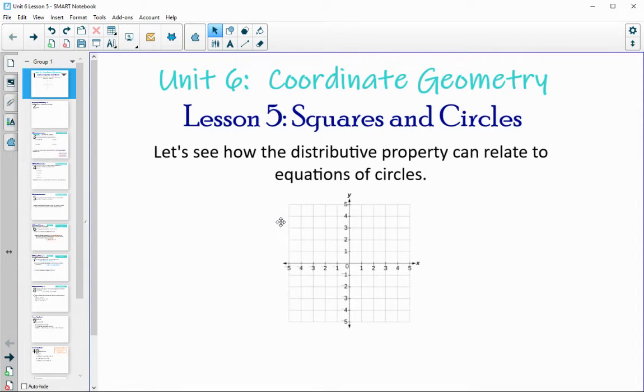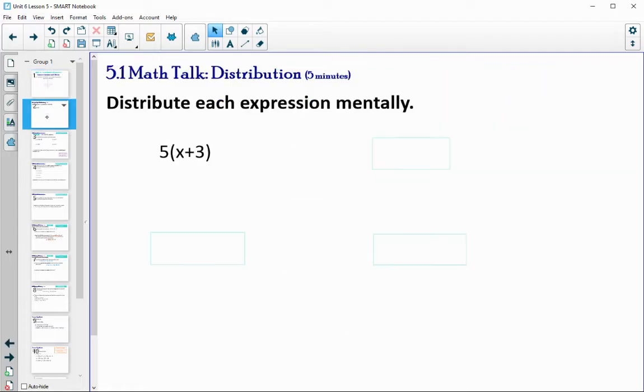In lesson 5, we're going to be taking a look at squares and circles and how distributive property can relate to the equations of circles. So let's take a look and just distribute these mentally.